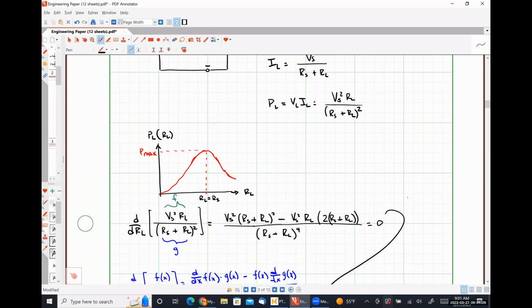So if we evaluate this expression under the condition that RL is equal to RS, what we will have is an equation for our maximum power, right? So that's going to be VS squared times RS over twice RS quantity squared, which is going to look like VS squared divided by 4 RS.